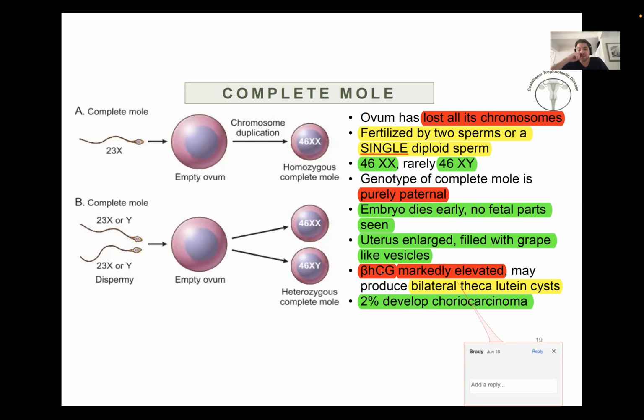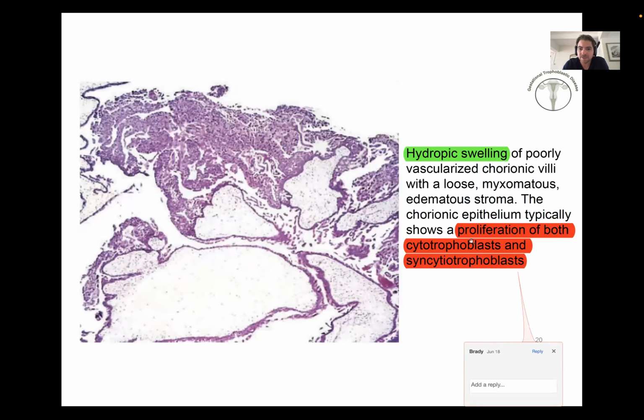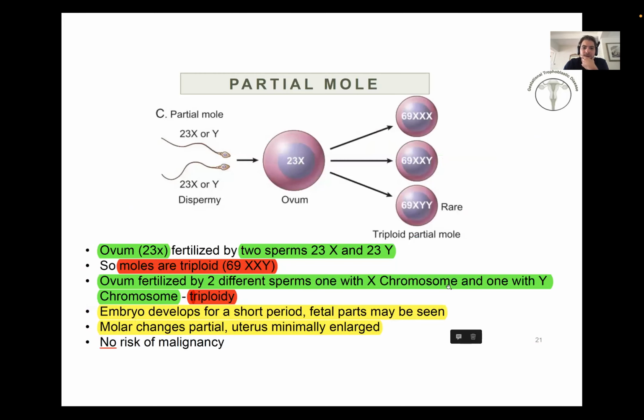A lot of times a female will come in, the urinary pregnancy test was positive, beta HCG was up, and then you check it in the hospital and it's super elevated, and you're worried about one of these moles. That's what you'd expect. That's the syncytiotrophoblast, that's your beta HCG. That's what's forming it.